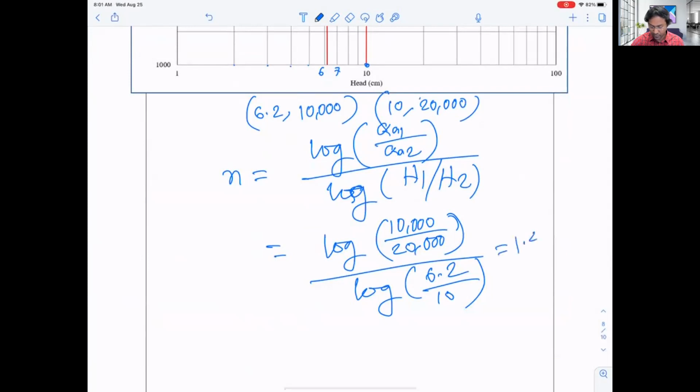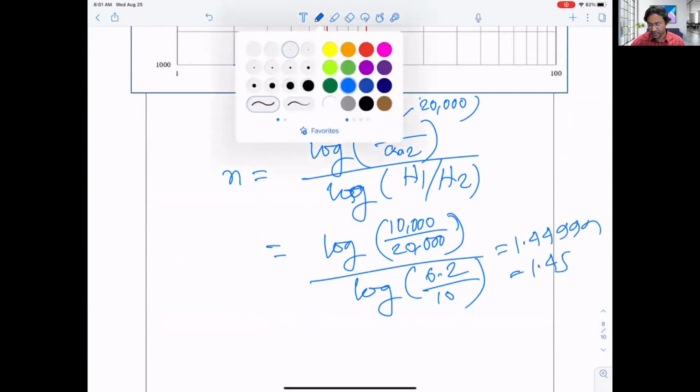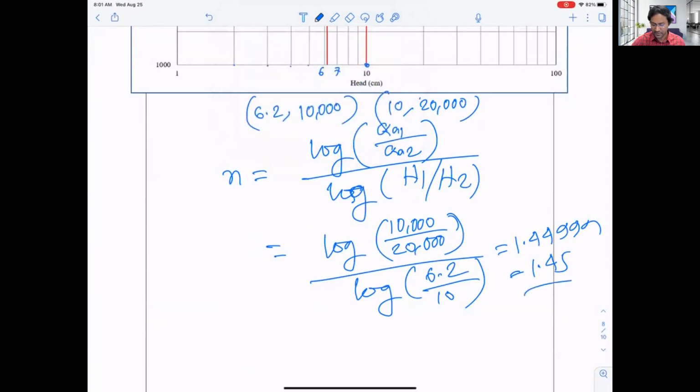I have 1.44999, so I can take 1.45 because I plotted it quickly. That's why still it's okay. I didn't check. I'm checking for the first time.